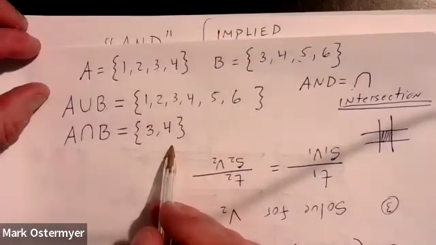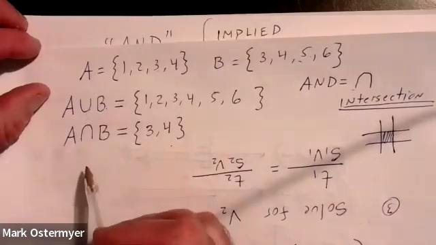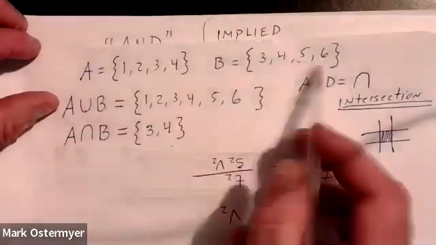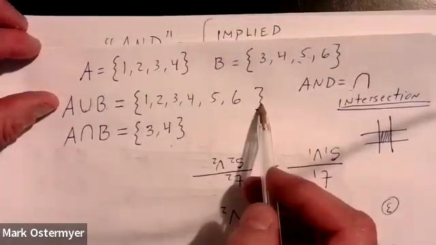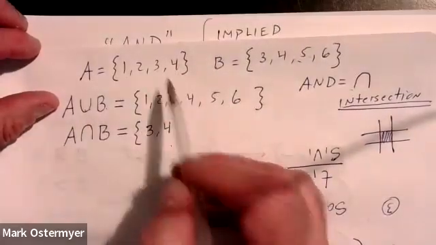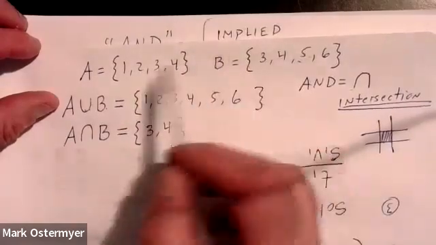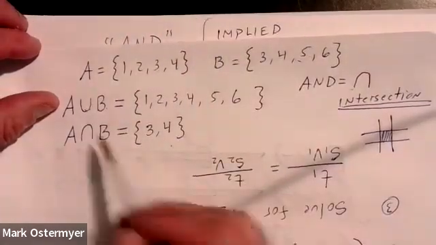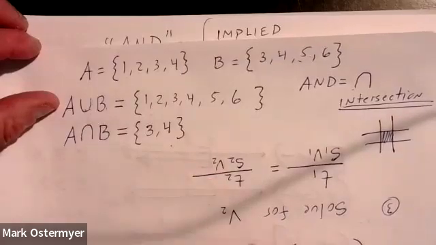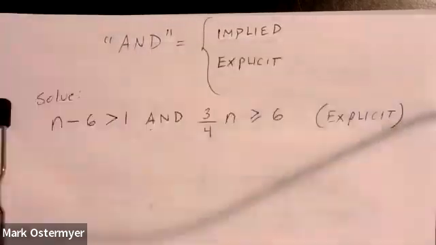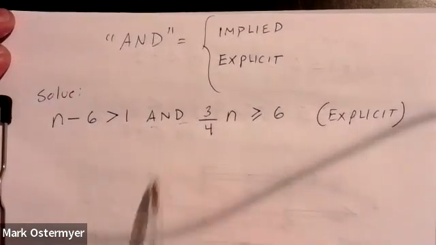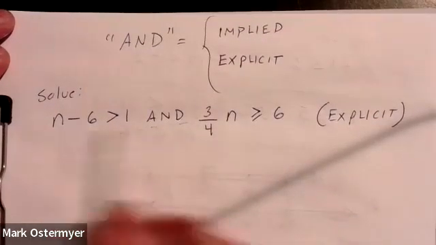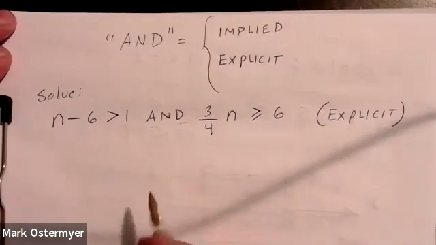Everybody see that there? So notice union's a lot different than intersect. Union means we join the sets together. We just throw all the elements from each set into one big old set. Intersection means we only throw into our set elements that are common between both sets. That's the difference between union versus intersection. All right, so in the end, when we solve these two inequalities, we're going to have to intersect their solution sets to find the solution set of the compound AND inequality.